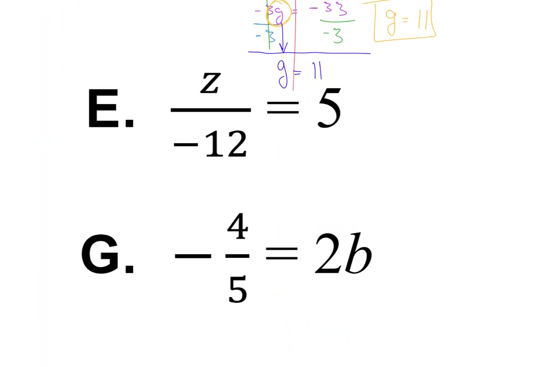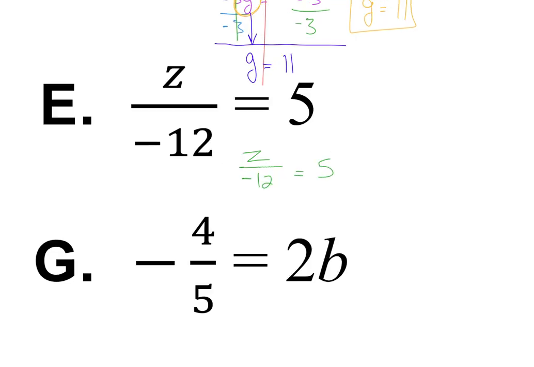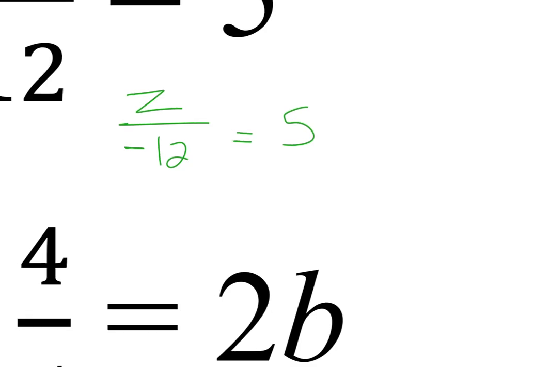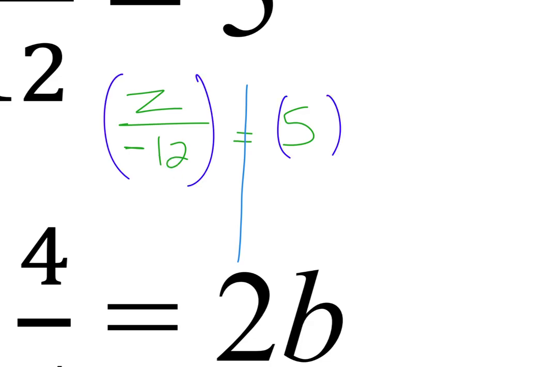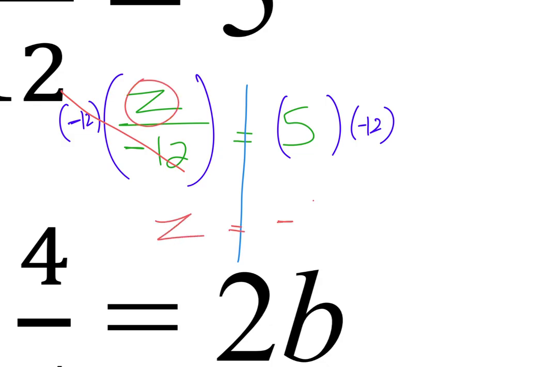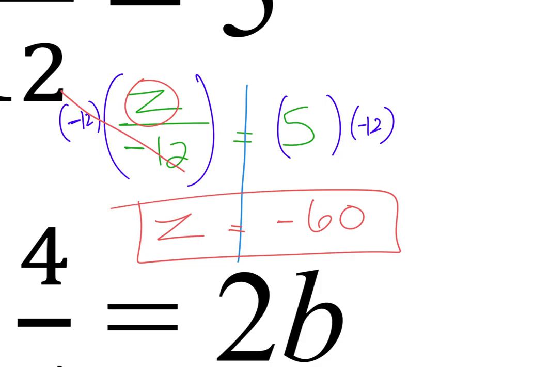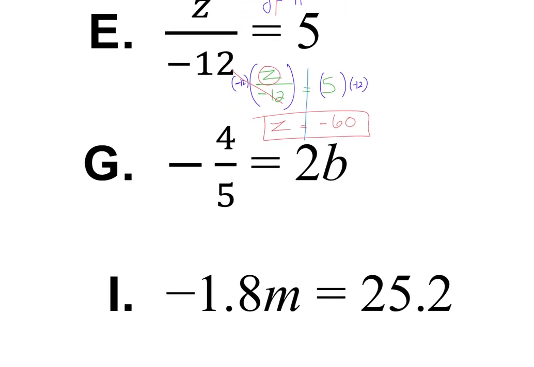E, we have z divided by negative 12 equals 5. Let's zoom in here. On the left side, z is being divided by negative 12. What's the opposite of divided by negative 12? Well, that would be multiplying by negative 12. And on the left side, those 12s cancel, and you're left with z equals negative 60. So part E is negative 60.